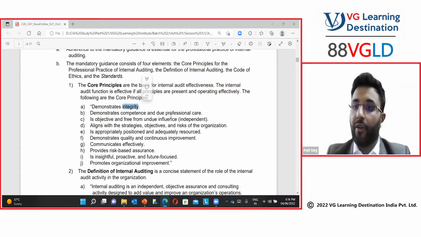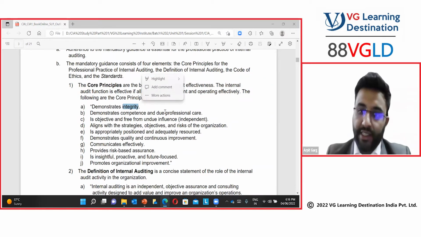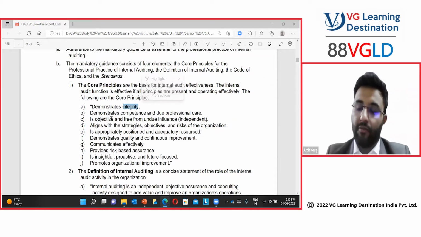Demonstrates competence and due professional care. Again, integrity, objectivity, confidentiality, competency. So competency is also getting covered under my code of ethics, right? Then we have various standards where we cover due professional care as well. So that is again through standards and code of ethics, this gets covered. Objectivity, again, with the help of code of ethics as well as standards, this gets covered. So what we're seeing is that a couple of things mentioned in the core principles are also covered in code of ethics and standards.